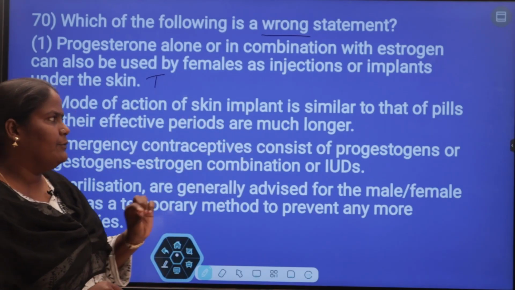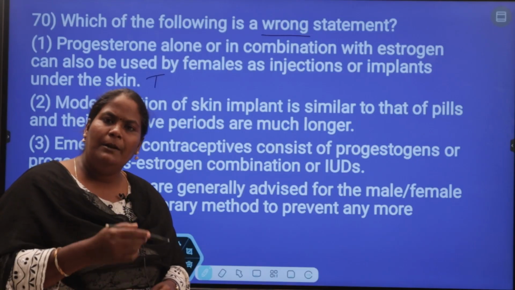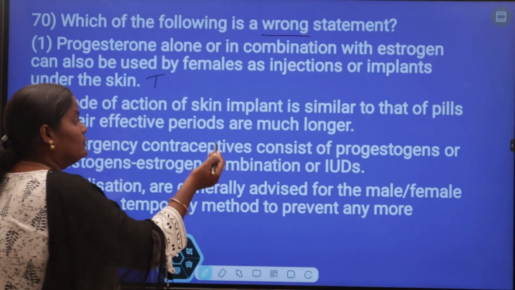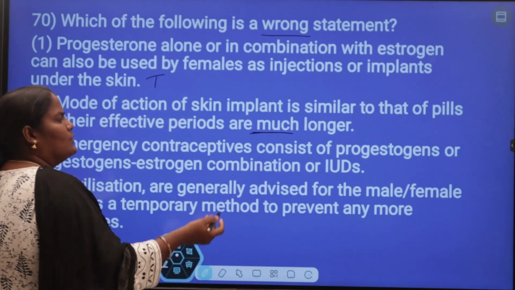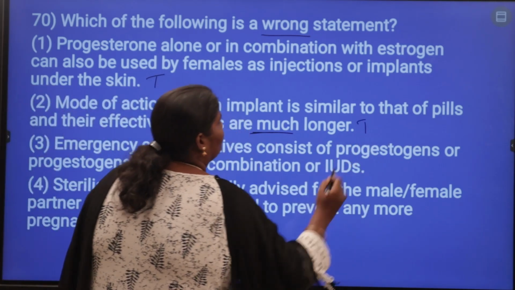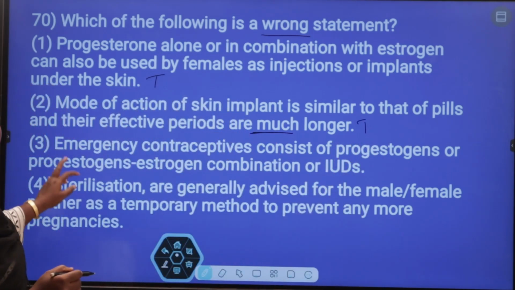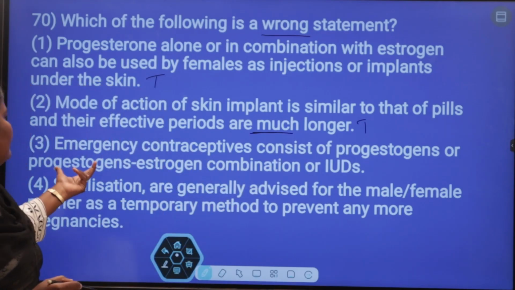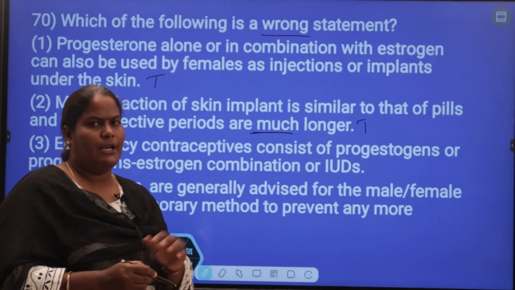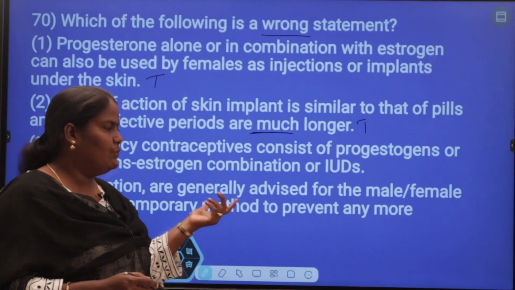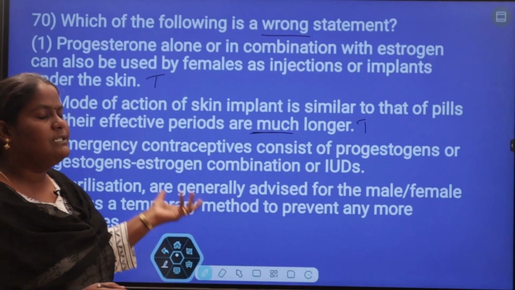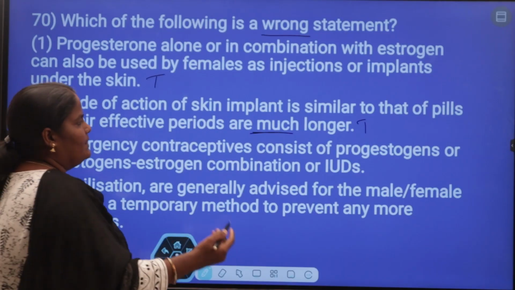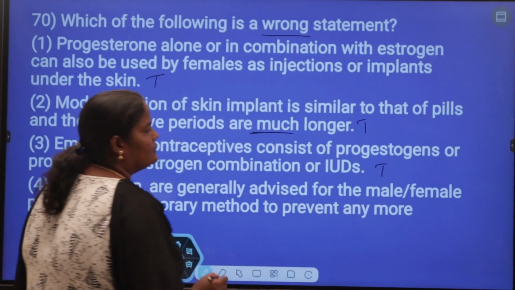Next one, the mode of action of the skin implant is similar to that of the pills and they are effective. Yes, oral injection எடுக்கிற pills also contains a combination of estrogens and progesterones. So of course the effective period is also longer. The statement is true. Next one, emergency contraceptives consist of progesterones and progesterone-estrogen combinations as IUDs. Yes, the statement is true. Intrauterine devices காக emergency contraceptives எடுக்கிறதுலையும் again these 2 hormones தான் combinations இருக்கு. Again the statement is true.